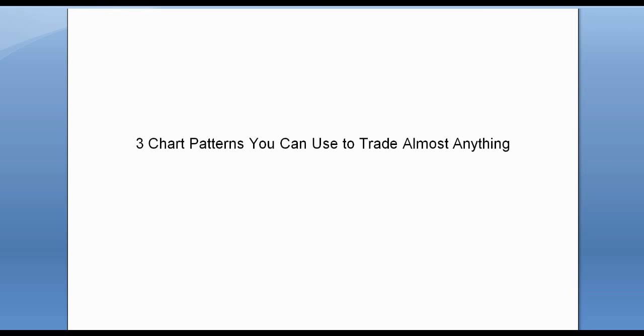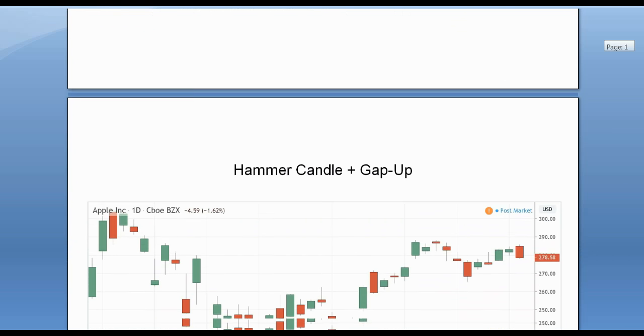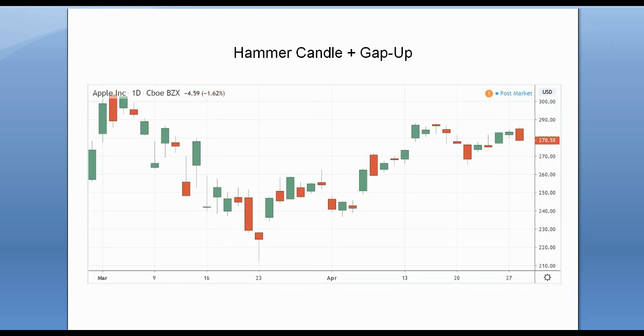All right, so let's start with number 1. Here we go. The hammer candle and gap up. This is such a great chart pattern right here. Let's say, and this is Apple stock, the 1-day daily candlestick chart. But again, these patterns can apply to almost any time frame. Okay, so you got Apple stock day after day going down, down, down, down.